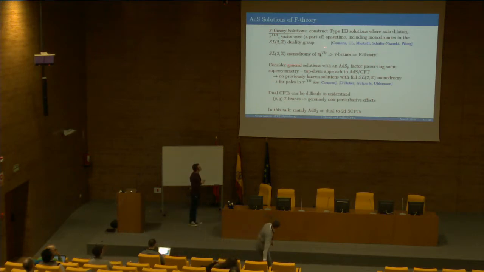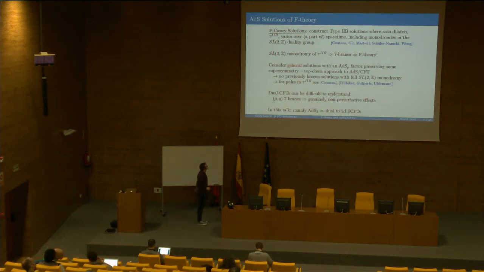And since we're thinking about the monodromy of the axiodilaton, then this is just sourced by seven-branes, as we all know, and seven-branes are inherently F-theory. So it is in this sense that I talk about solutions of F-theory. Now, we want to consider solutions with an AdS factor because we want to understand the dual field theories. And what we do is we take what's known as the top-down approach to AdS/CFT, whereby we take the 10-dimensional Killing spinor equations and we solve them for some specified amount of supersymmetry.